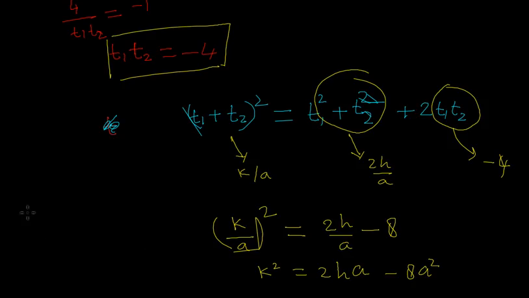So here I am writing y square will be equal to 2xa minus 8a square. That is the equation of your locus.